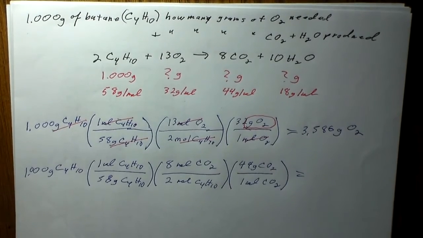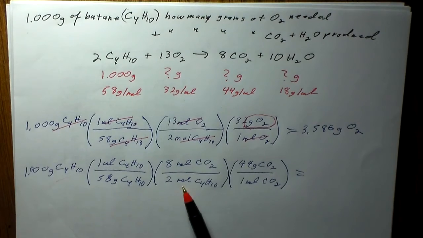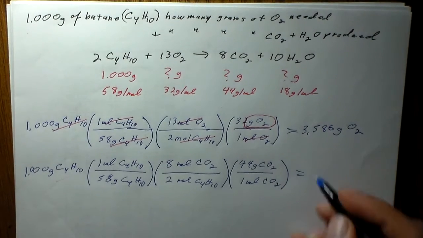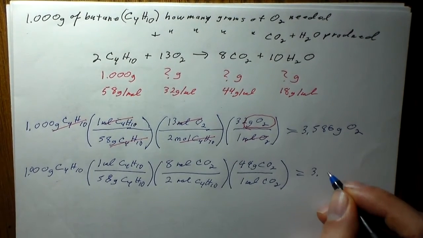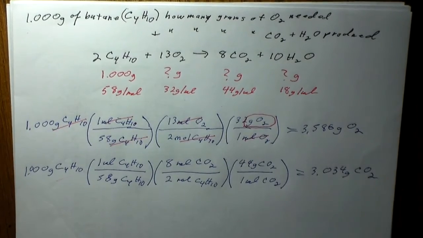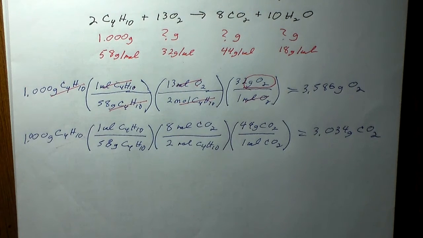And just like before, grams of butane cancel out with grams of butane, moles of butane with moles of butane, moles of CO2 with moles of CO2. So we're just going to be left here with how many grams of CO2, and that works out to be 3.034 grams of CO2. All right, and then we just have the final one here, which is for the water. So again, the first part is exactly the same.